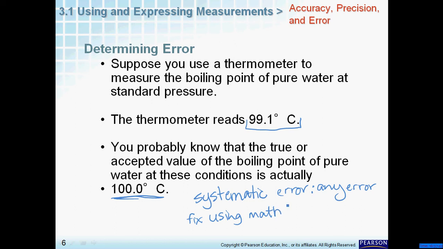This thermometer is off, and every time it measures, it will be off by the same amount. So it has a systematic error. What I want to know is, what's my percent error?